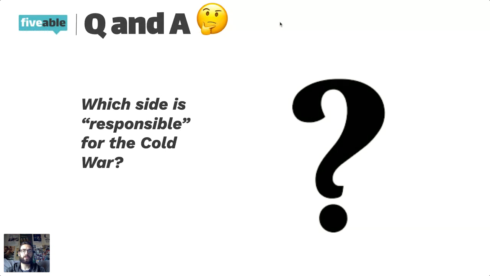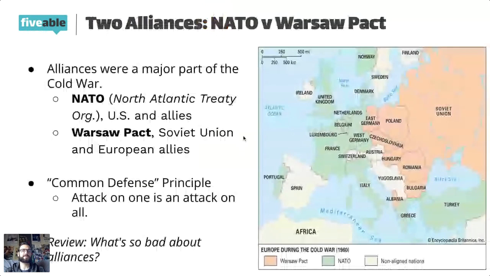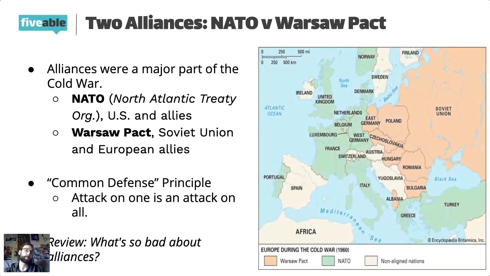Cool. Alrighty. Well, let's talk really quick about alliances. We're going to just kind of breeze through this part. Mr. Beckman will go over the alliances a little bit more in detail, but in general, what you need to know is that during the Cold War, there were a lot of alliances. But the two biggest ones are the Warsaw Pact, which was the Soviet Union and their allies, and NATO, which was essentially the United States and their allies in Western Europe.